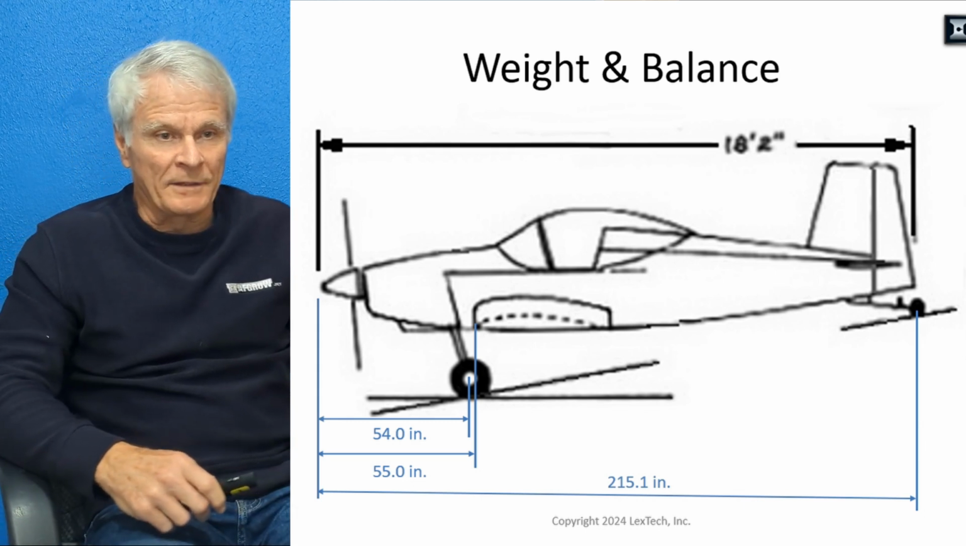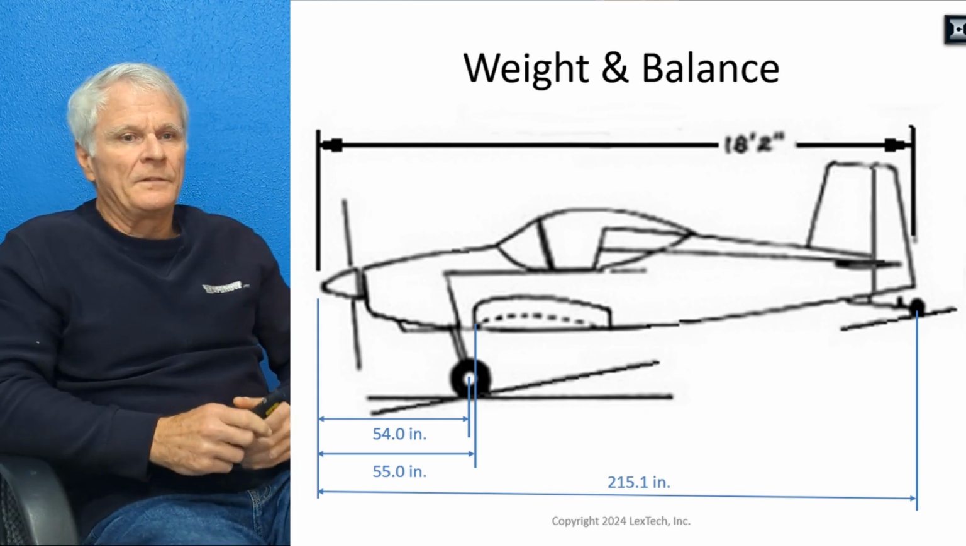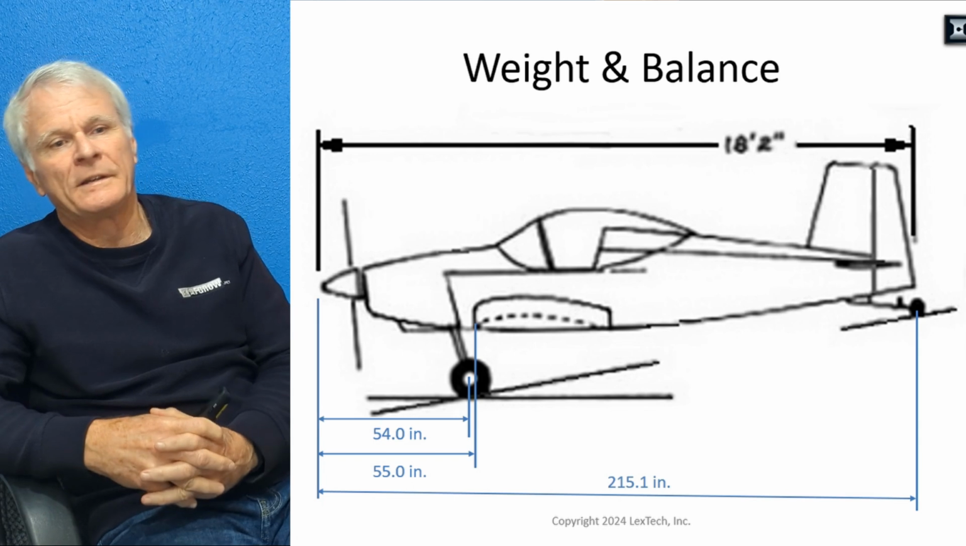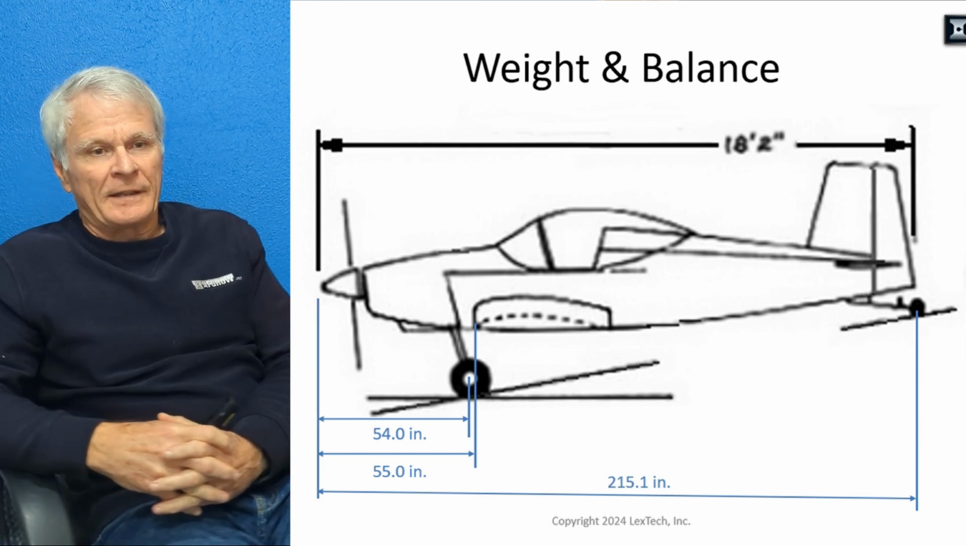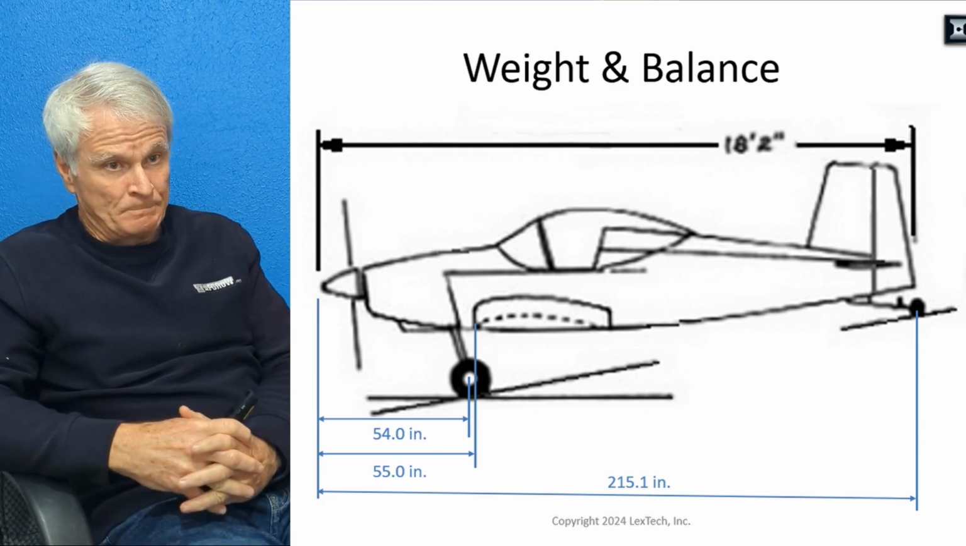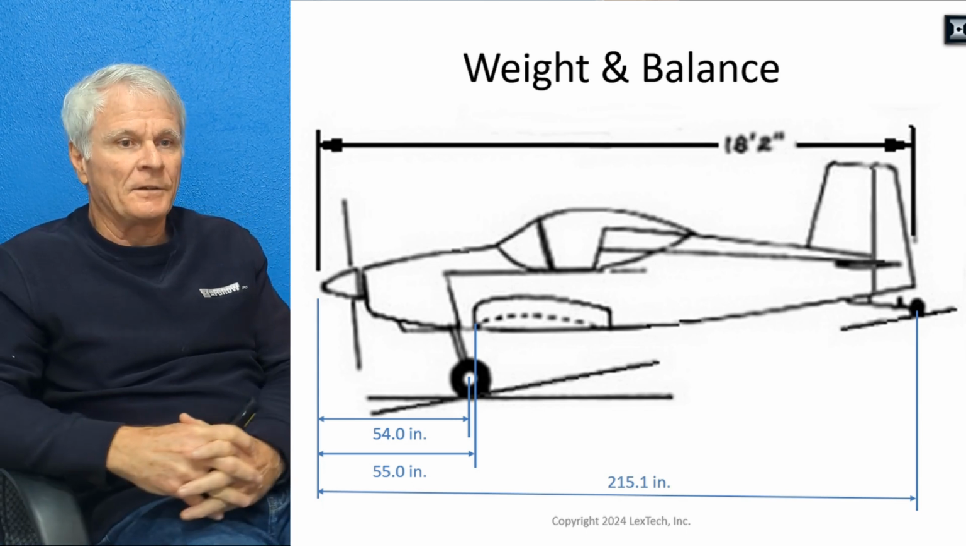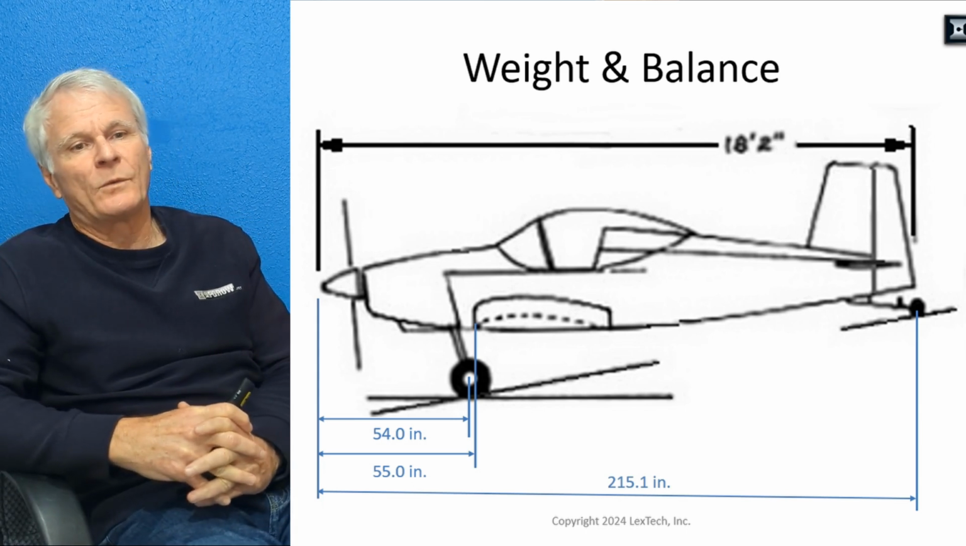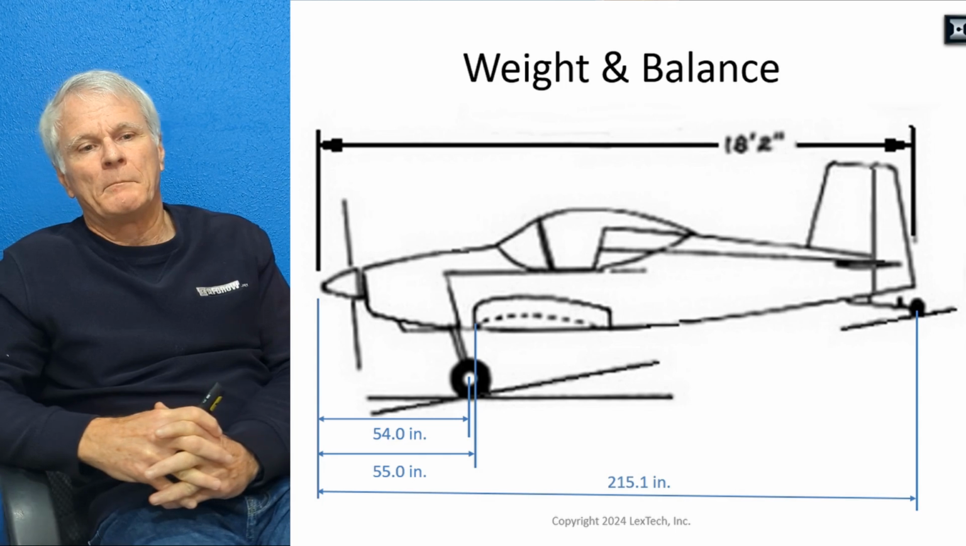Now here's the weight and balance we need to have to actually be able to calculate all the loads in the wing. So you can see the airplane length, distance from the datum to the main gear and to the leading edge of the wing, which was what I used to measure everything off of.